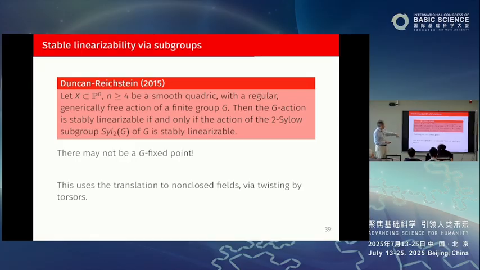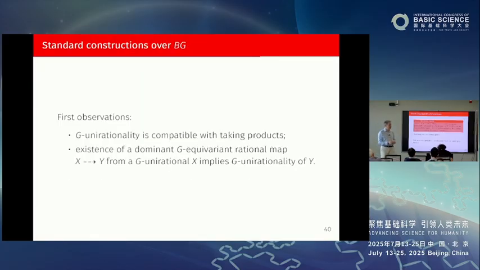And the proof of the theorem uses the translation to non-closed fields, which I described. Now, what are the standard constructions that you would do over BG, mimicking? Well, first of all, of course, unirationality is compatible with taking products, and if you dominate X to Y, if X is unirational, certainly so is Y.